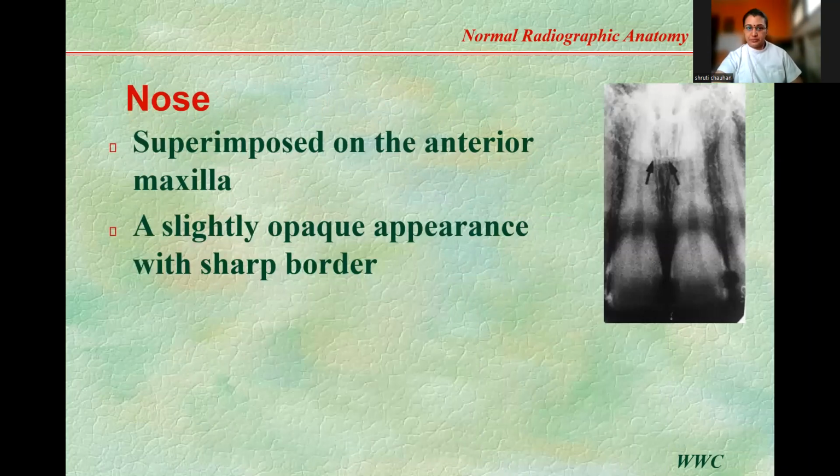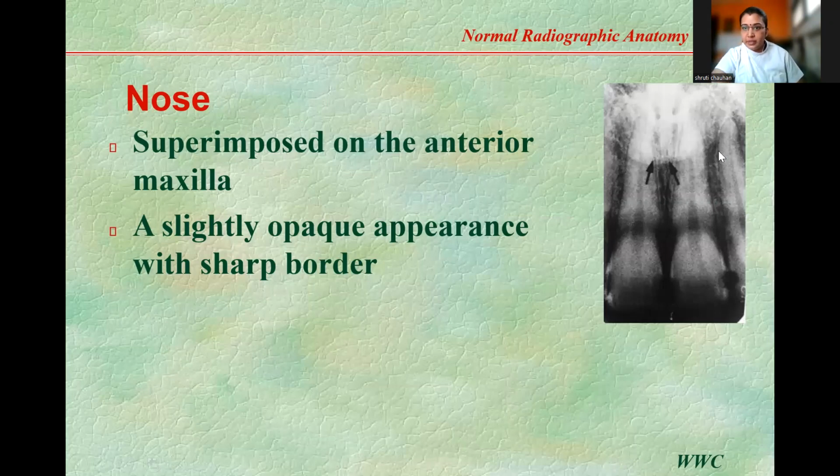Then the nose. Okay, very simple. There's nothing to explain over here. The nose is superimposed on the anterior maxilla. It is a slightly opaque appearance with a sharp border. Okay, so the nose is superimposed on the anterior maxilla and it is an opaque appearance, like a veil. It is an opaque veil.